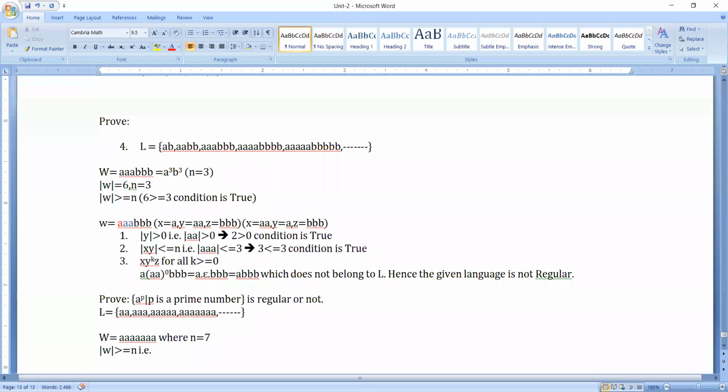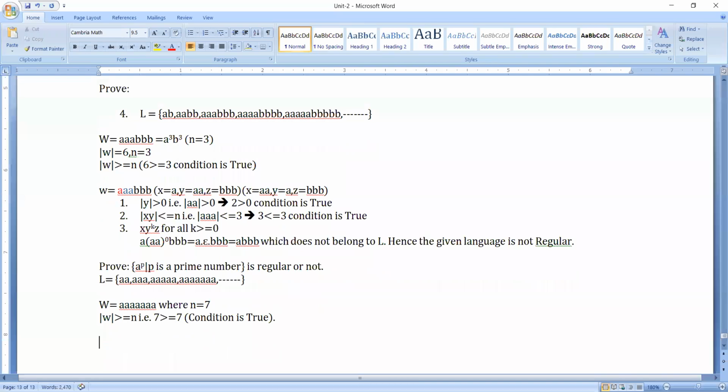What is the string length of the string here? 7. 7 is greater than or equal to 7, because our n value is also 7. Means now the condition is true, so we have taken the proper string. Now for this string W, we need to divide it into 3 parts.